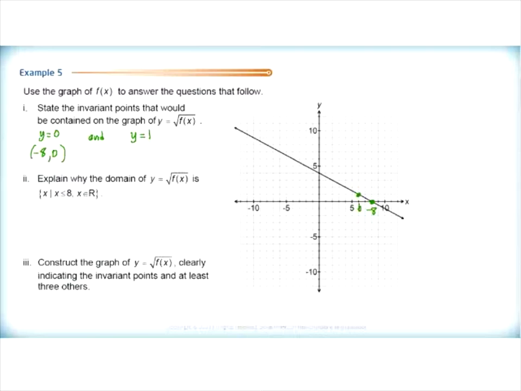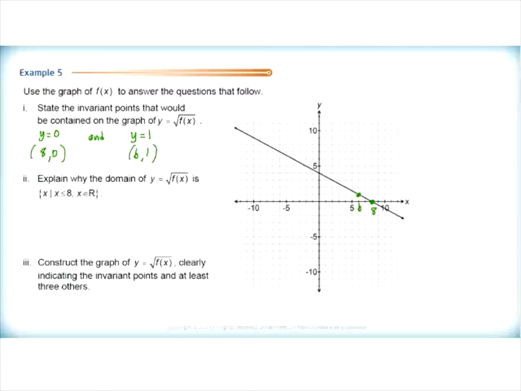I'm sorry, I said that the original point was at (-8, 0), and I meant to say that it was at (8, 0). It's on the positive x-axis, so it should be at (8, 0). And the other invariant point occurs when x is equal to 6, so the other invariant point is at (6, 1).